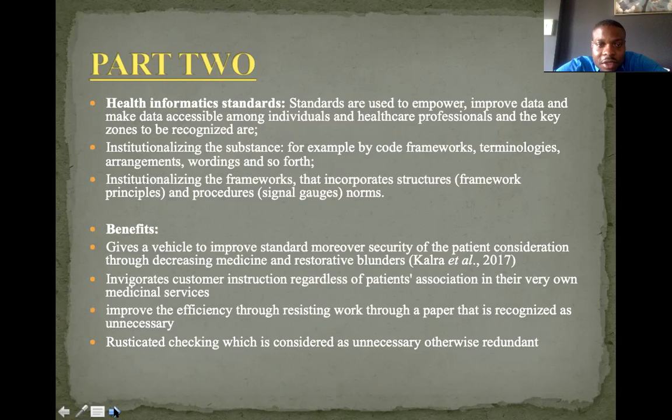The benefits of the health informatics standards are that they encourage customer education regardless of the patient's involvement in their own healthcare. It improves efficiency by eliminating paperwork that is recognized as unnecessary. It eliminates checking, which is considered unnecessary or redundant.